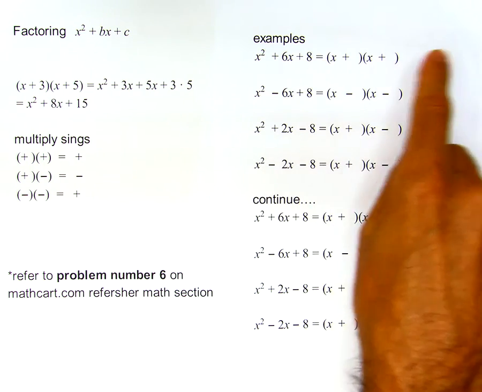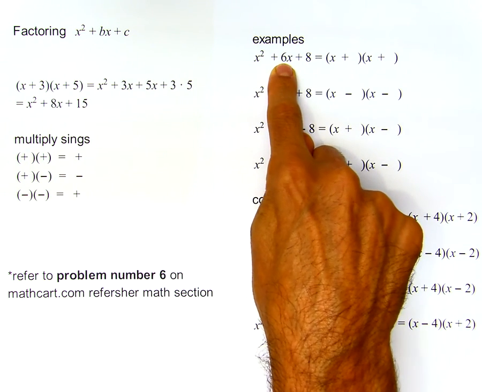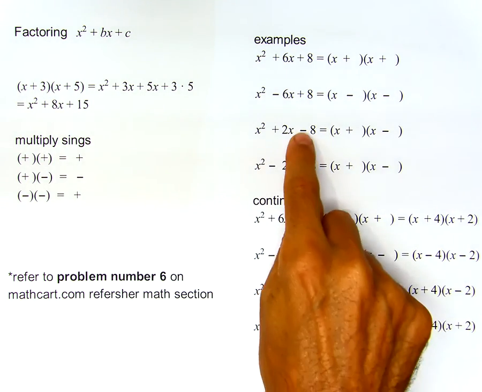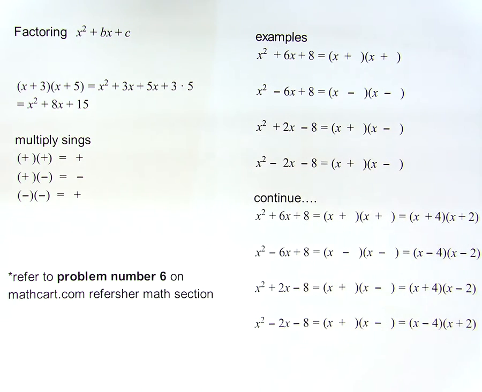If my middle number is positive and my last number is positive, it must be a plus and plus. If my middle number is minus and my last number is positive, it must be a minus and a minus. These here have to have opposite signs. So now I need to consider the numbers involved to get my final answer.